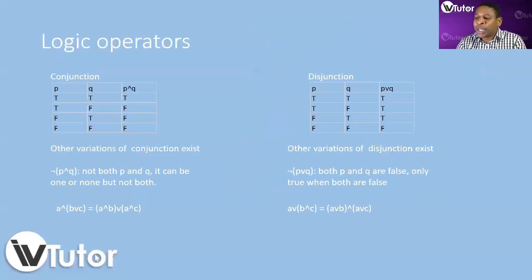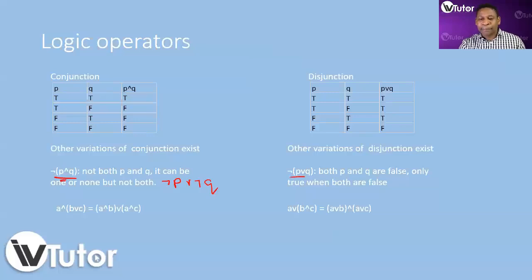Also, whenever we have a conjunction, the negation of a conjunction distributes the negation inside the brackets, right? This means not both P and Q. This is not both P and Q, and this then means not P or not Q. This is equivalent to that, not P or not Q. Then the same applies here, not P or Q.